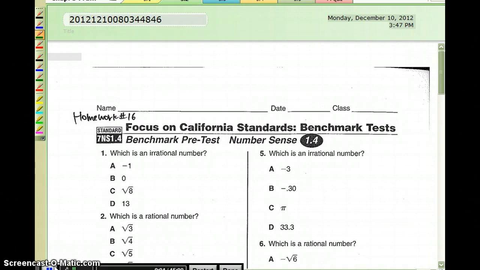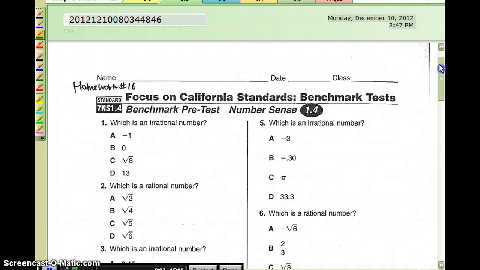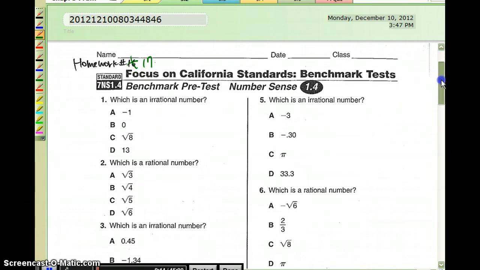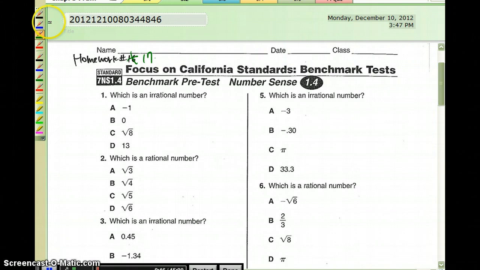Hi, this is Mrs. Sue, and we're working on the worksheet where we are talking about rational and irrational numbers, and on the back side about fractions and decimals. This is actually homework 17 in the grade book, so you can go ahead and change that. I'm going to work through just some of the problems on each page, each side.